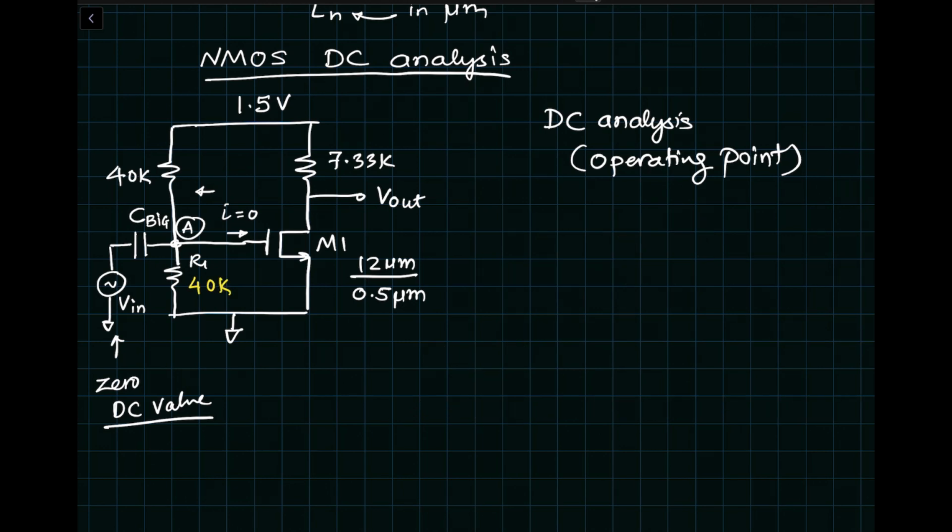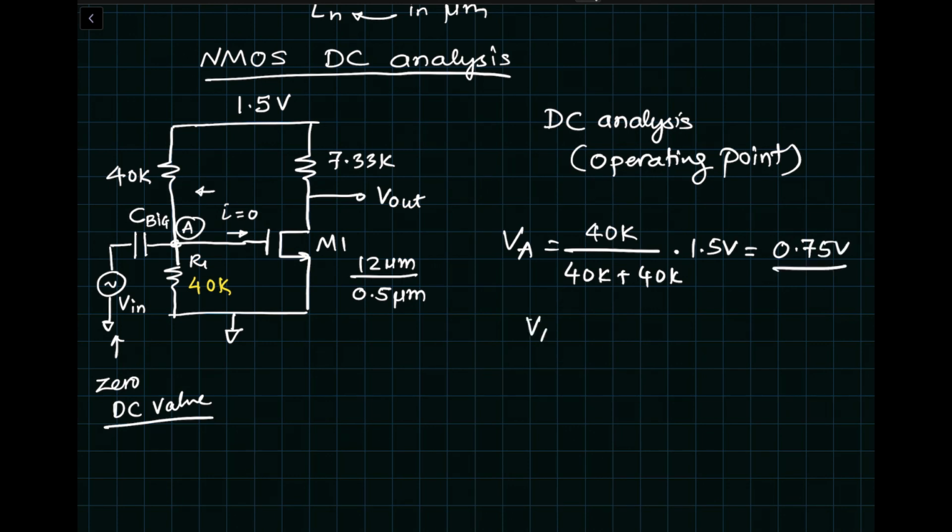We start off with the same analysis. We say VA will be equal to 40K divided by 40K plus 40K times 1.5 volts, and that should be equal to 0.75 volts. Since VA is greater than 0.5 volts, we can say that the transistor is turned on. We don't know yet if it's in the saturation region or the non-saturation region, the triode region. So which one should you start from?